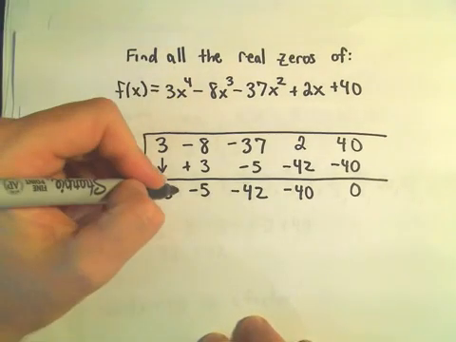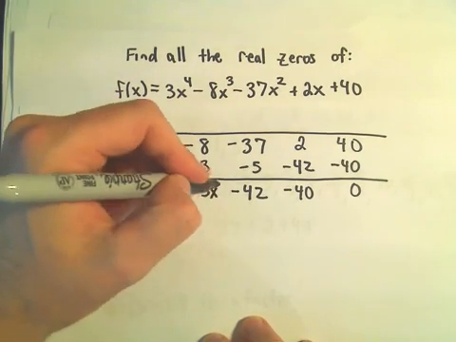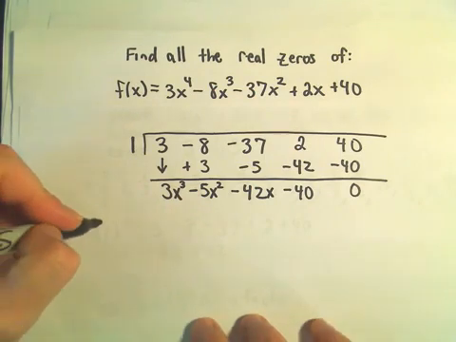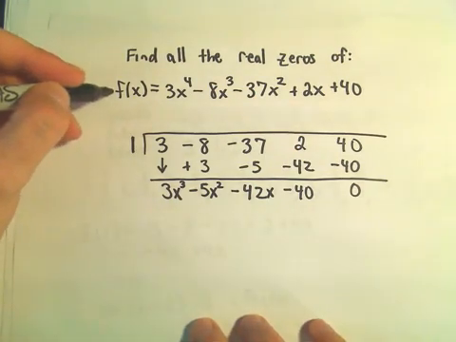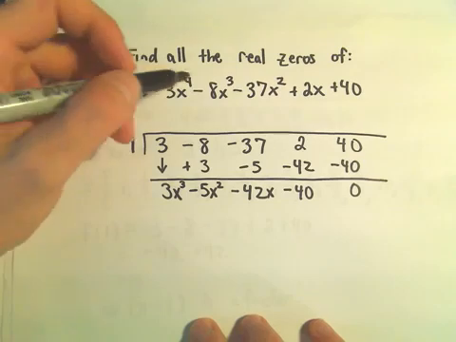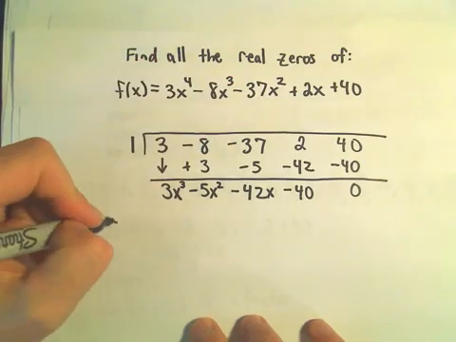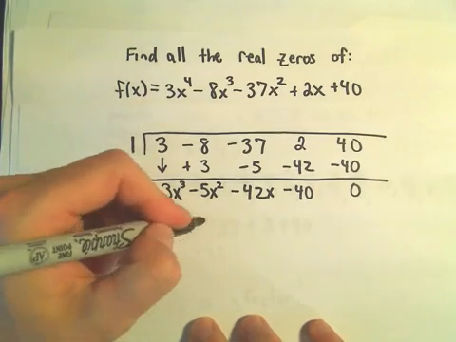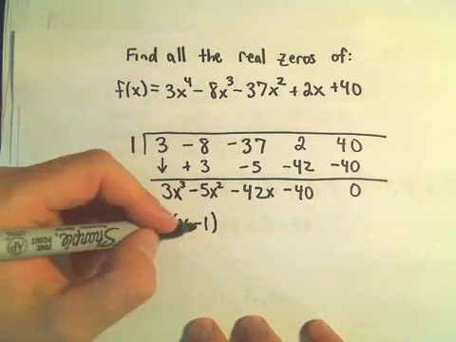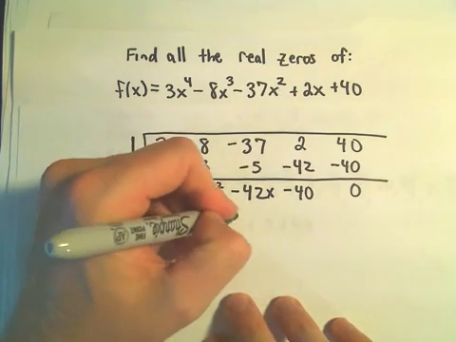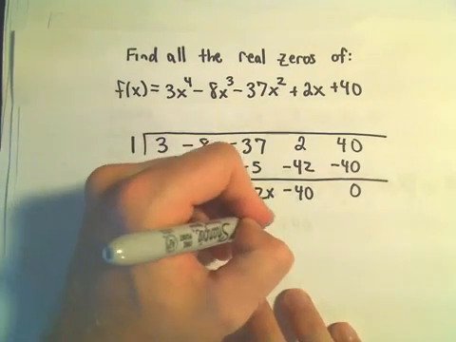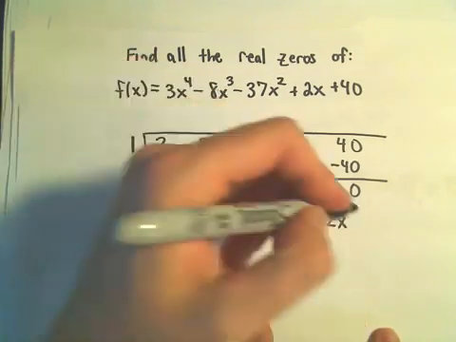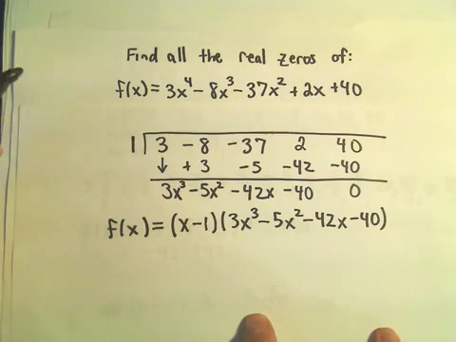We started with something x to the fourth, so this will be 3x cubed. This will be our x squared term, our x term, and our constant. So our original polynomial f of x, 3x to the fourth minus 8x cubed minus 37x squared plus 2x plus 40, we can really write as x minus 1, that was our 0, so we knew that was a factor, times 3x cubed minus 5x squared minus 42x minus 40.